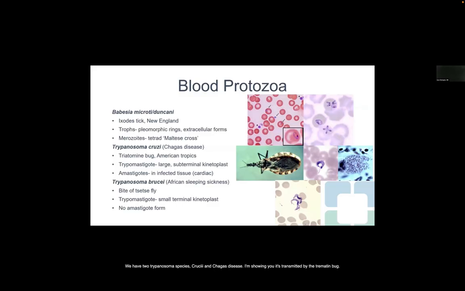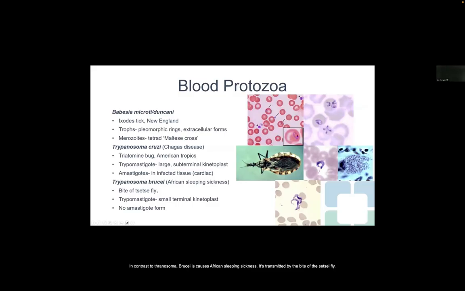We have 2 Trypanosoma species. Trypanosoma cruzi causes Chagas disease. It's transmitted by the triatomine bug and is present in the American tropics. Our trypomastigote is large. It's going to have this large subterminal kinetoplast, and it's going to be C-shaped. And then the amastigotes are found in the infected tissue. This is a cardiac cell here.